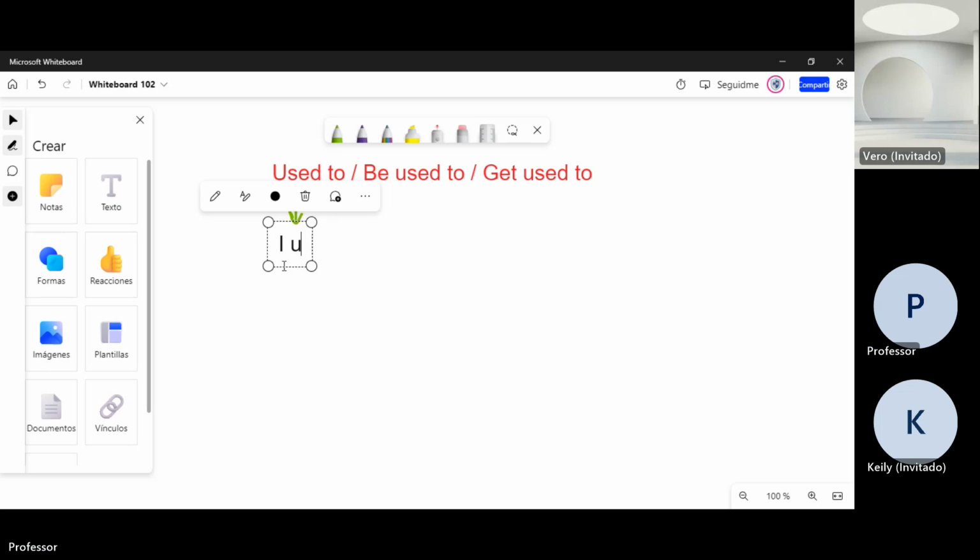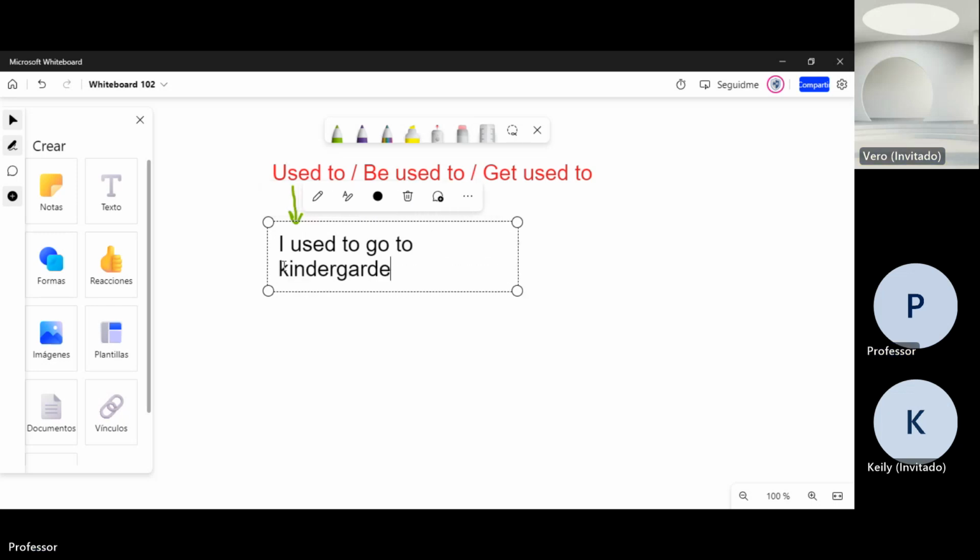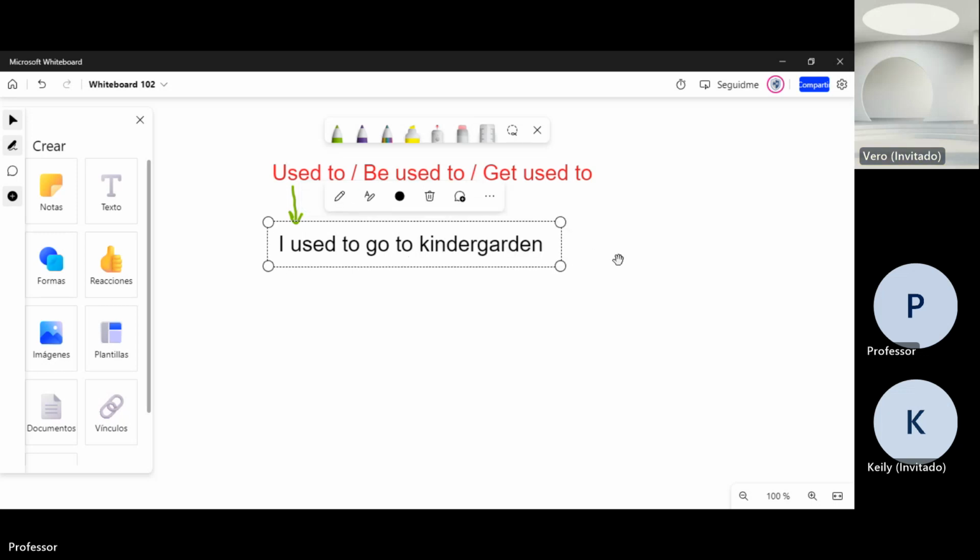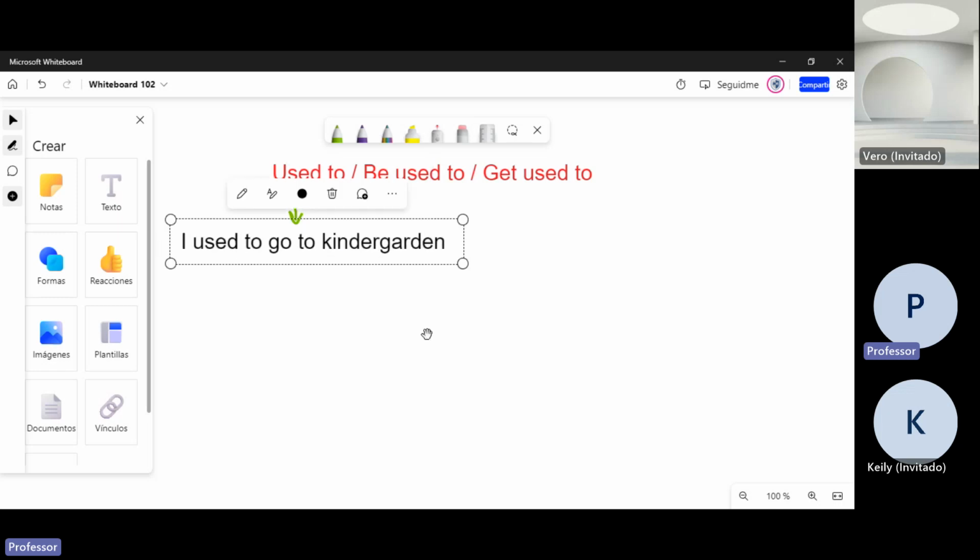I used to go to kindergarten. This is an action that I used to do in the past frequently, but now in the present, I don't do that action anymore. Okay, that is "used to." It's when we're talking about something that we did in the past frequently, normally, but we don't do that action anymore in the present. Okay, that is "used to."